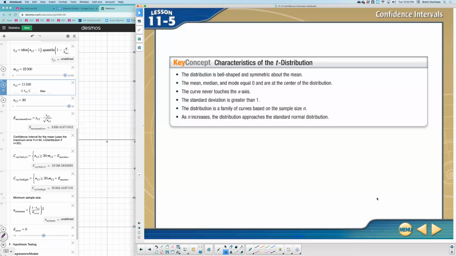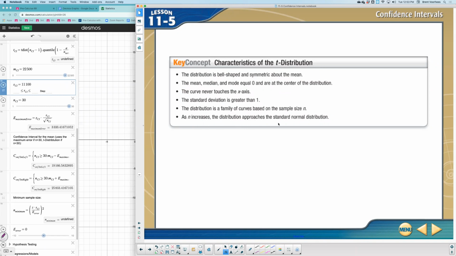Now let's take a look at the t-distribution. Some things about the t-distribution that you need to know: it's bell-shaped just like the normal distribution. It's symmetric about the mean. The mean, median, and mode equal 0. So not only is it symmetric about the mean, it's symmetric at 0 in the very center of the graph here. The curve never touches the x-axis. The standard deviation is greater than 1, and the family of curves is based on the sample size.